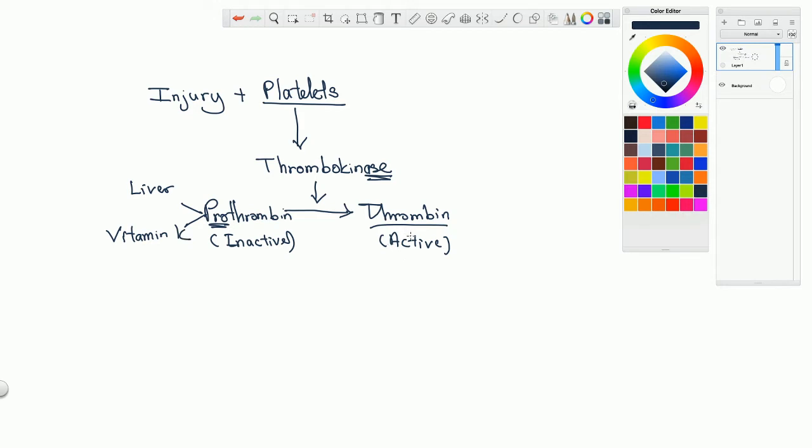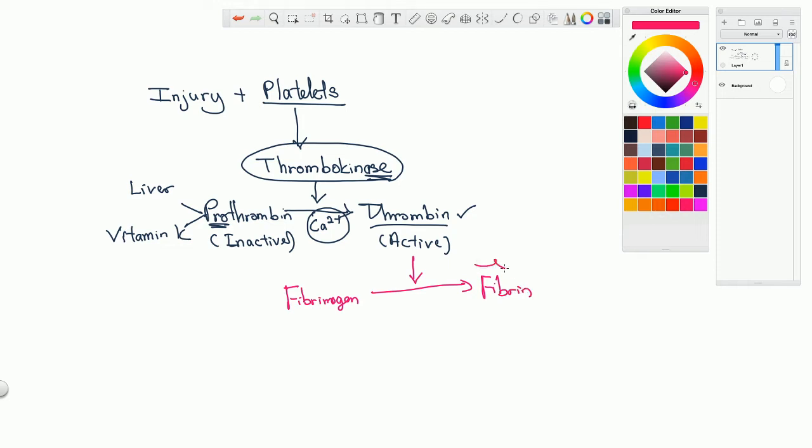Of course, to activate prothrombin to thrombin, you need one core factor, the calcium ion, to help the thrombokinase convert prothrombin to thrombin. Once it becomes active, the thrombin can activate or convert fibrinogen into fibrin fiber to stop the bleeding. Once fibrin fiber is formed, that's the end of the blood clotting.